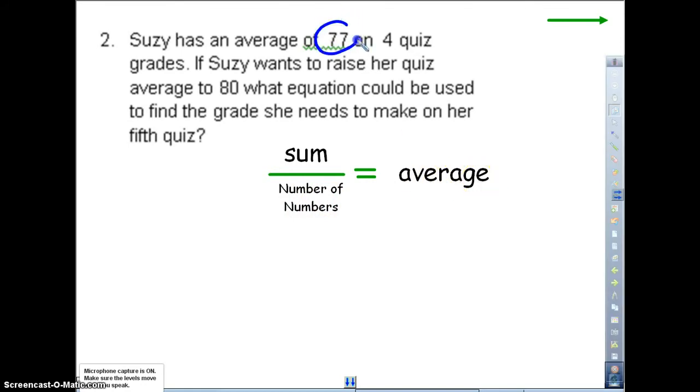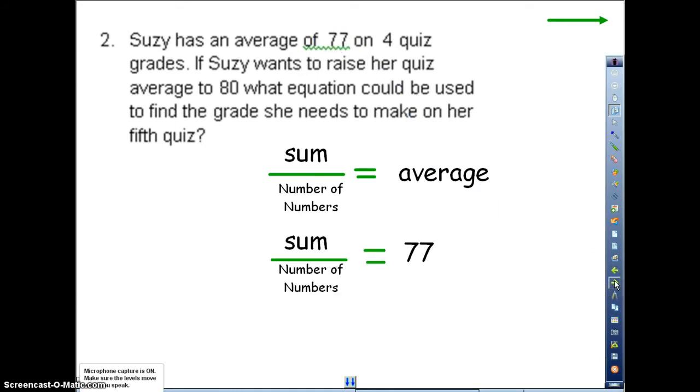Well, they told us we have an average of 77, so we're going to put that in there. Okay? And that's for how many quizzes? Yep. Let's put that in there. So I have the sum of the quiz scores divided by 4 equals 77. All right? Now, she doesn't like the 77. She wants this to change to what? Yeah, she wants her average to be an 80, not a 77. So let's actually cross that out and change it to what? Yeah, let's change that to an 80.